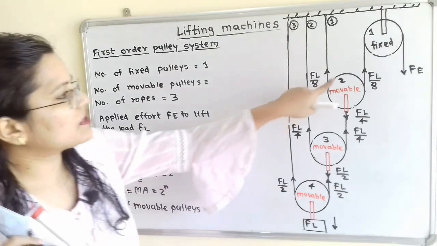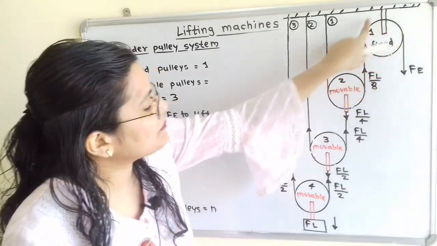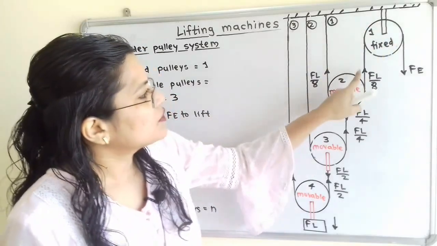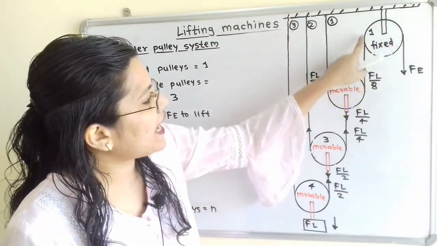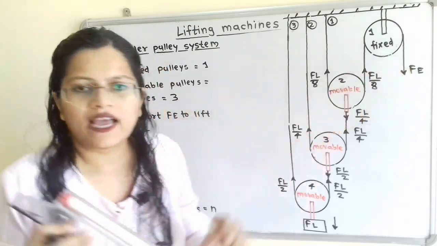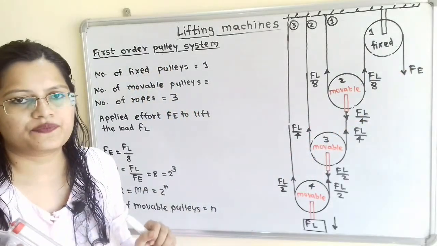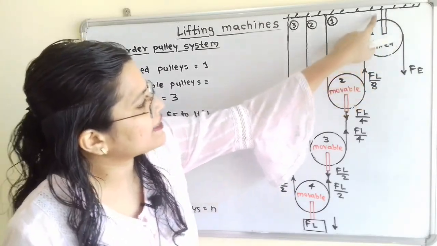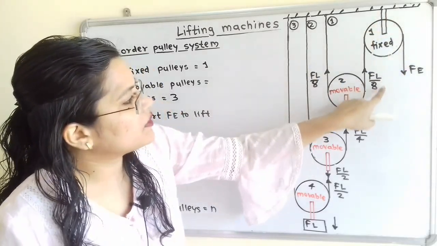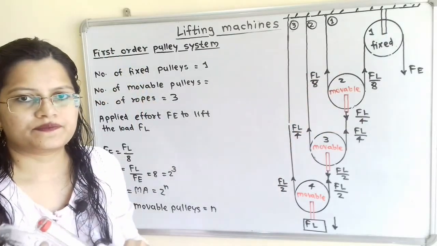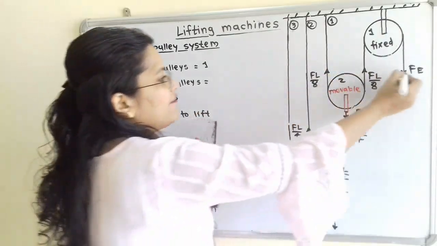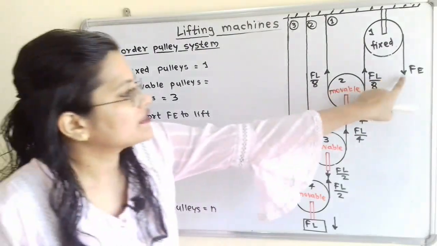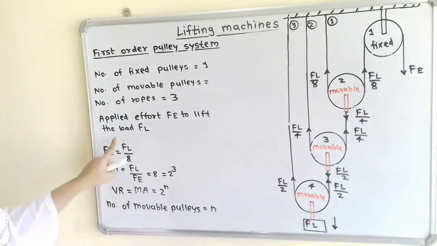Now if we observe, here is the rope which is passed over the fixed pulley. Now this pulley is fixed, so this tension is carried as it is and which is equal to Fe. Because this is a fixed pulley, the same tension is carried by this rope, that is equal to FL by 8. So we can say that here Fe is equal to FL by 8. So from this diagram, this effort is equal to FL by 8.